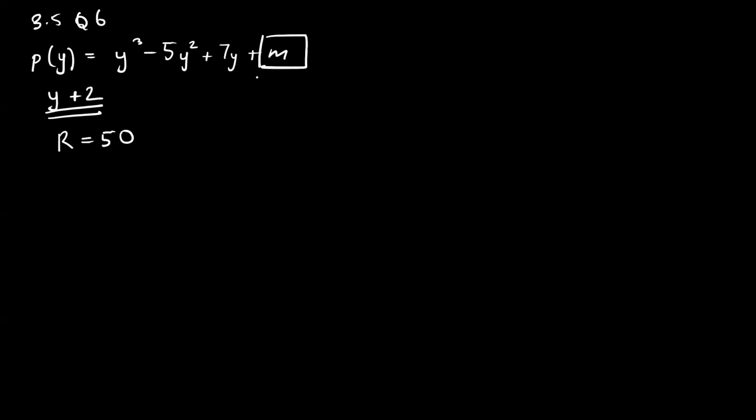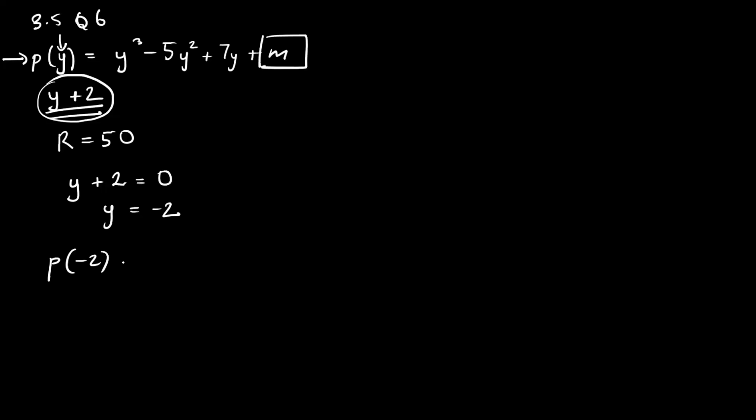Okay. Now I've told you before also that whenever p of y is given, this is our dividend. This becomes a divisor. So we take the divisor y plus 2 is equal to 0. Plus 2 going to the right becomes minus 2. And we can substitute that minus 2 here in all these values. So I'll get p of minus 2. Let's substitute it everywhere. So minus 2 cube minus 5 minus 2 square plus 7 minus 2 plus n.